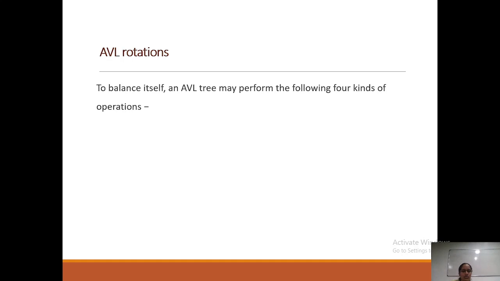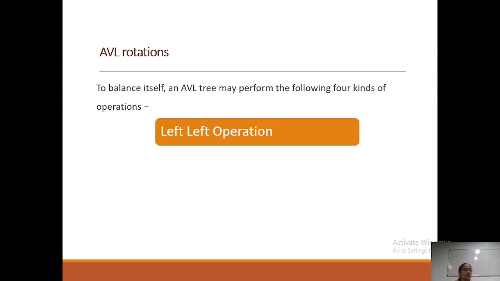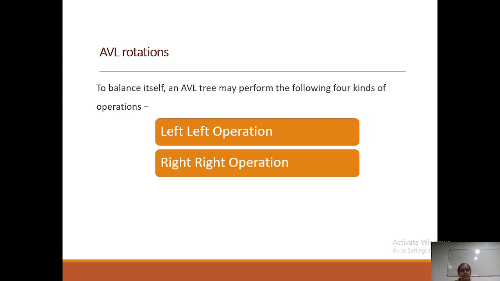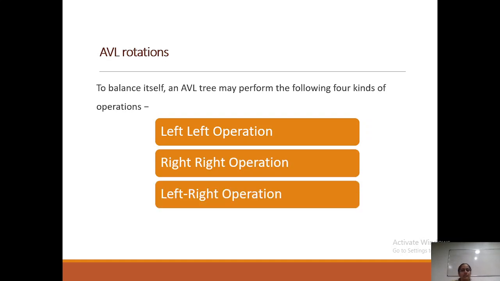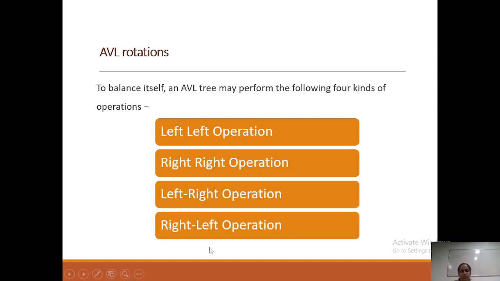These are called rotations. So to balance itself, AVL performs many kinds of operations: first of all, left-left operation, right-right operation, left-right operation and right-left operation.